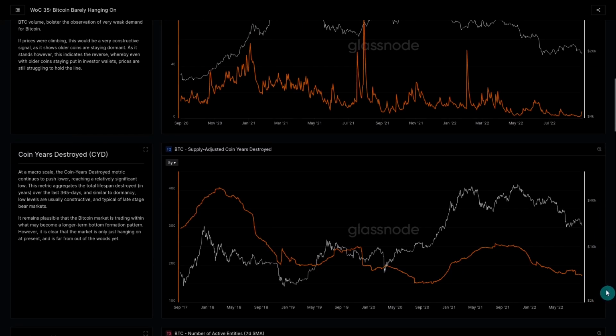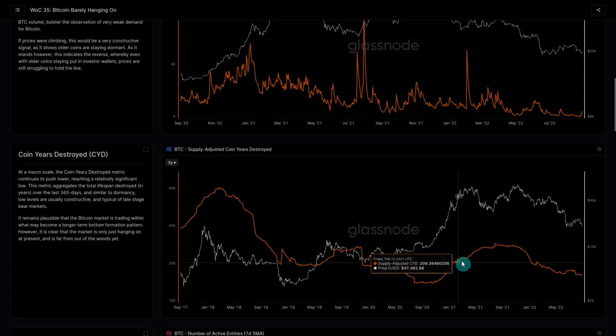Now, in a much bigger time frame, we have our supply-adjusted coin years destroyed. So dormancy is the average age per BTC. Coin days destroyed is just the total amount of age. And we can measure that age in many instances. We can look at it in terms of days or years or months. How many BTC years have been destroyed? Now, what we're looking at here with coin years destroyed is over the last 365 days, how much lifespan has been destroyed in years as a unit.